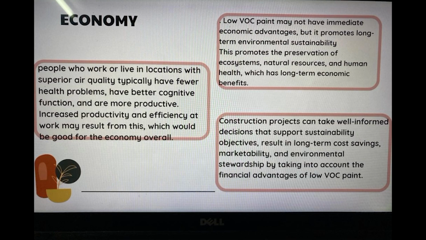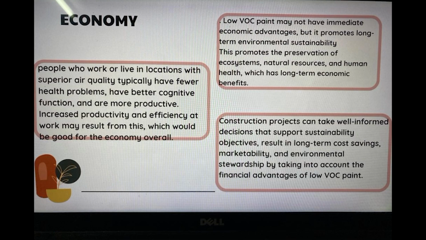Increased occupant productivity can be a result of better indoor air quality that is attained through the use of low VOC paint. According to my research, people who work or live in locations with superior air quality typically have fewer health problems. So they have better cognitive function and are also more productive. It can also increase productivity and efficiency at work, which would be good for the economy overall. Furthermore, it can reduce environmental impact.